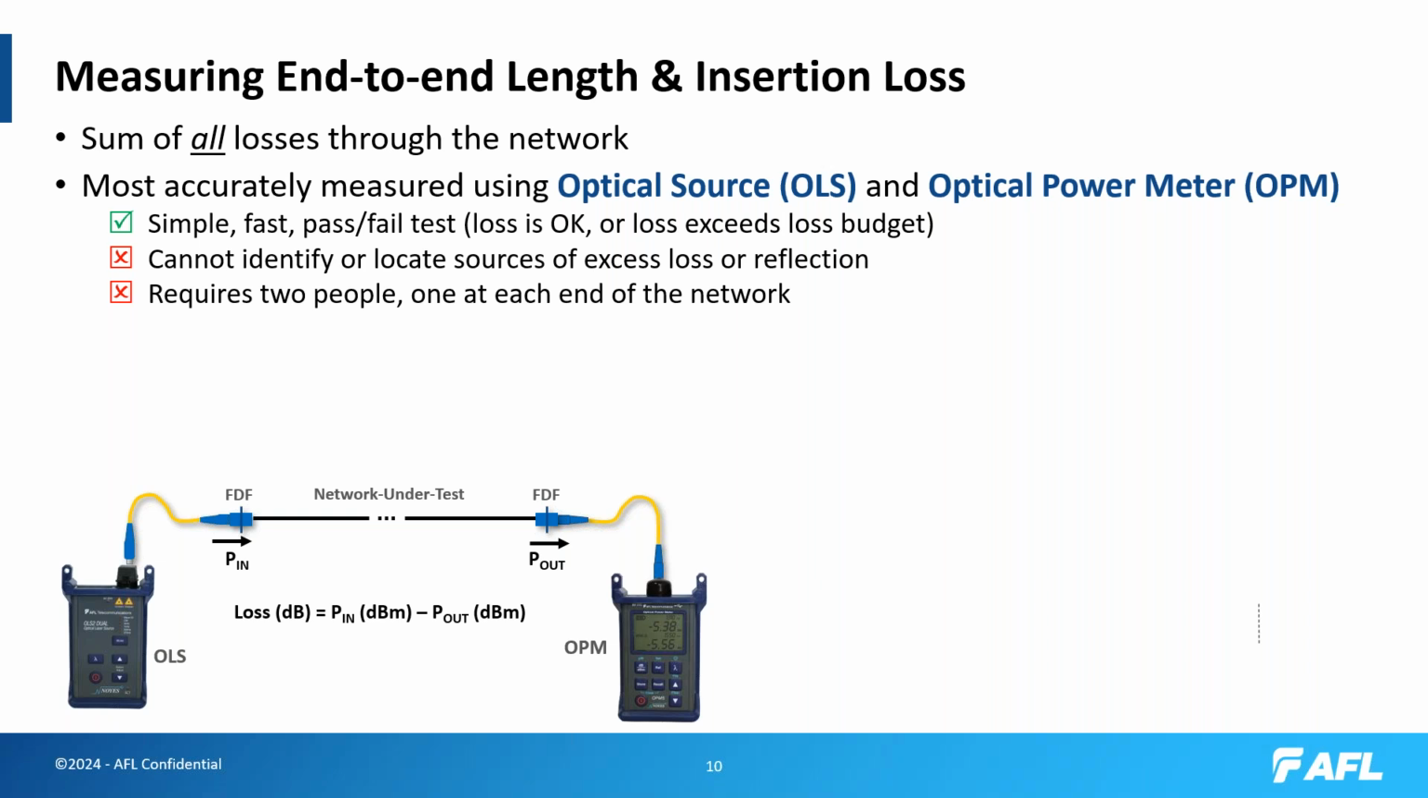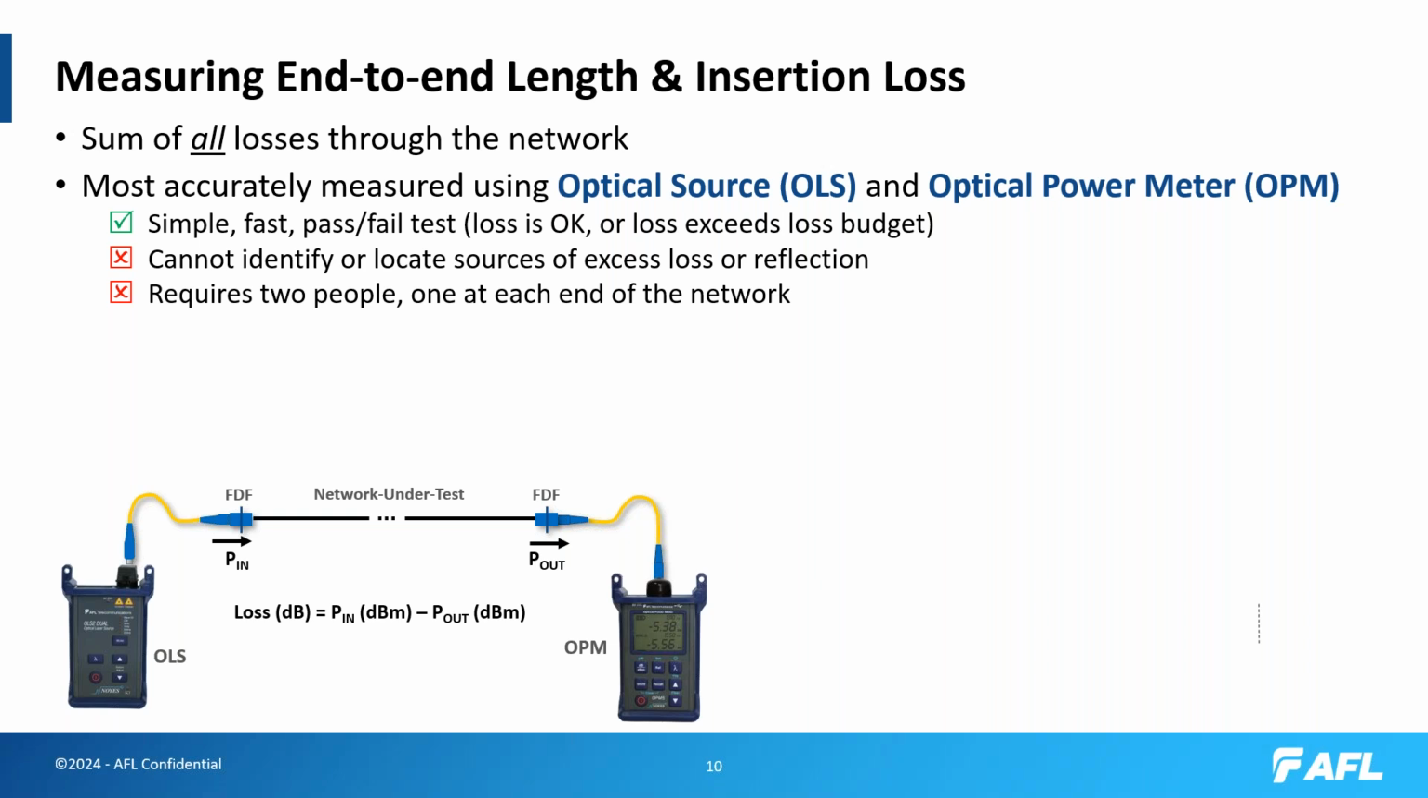An advantage of insertion loss measurement using a light source and a power meter is that it is a very simple, very fast pass-fail test. When I say pass-fail test, you typically have a loss budget that's been calculated prior to installation. If your loss exceeds that loss budget, it would be considered failing. If your loss is less than what you calculated for your budget, it would be passing. If your loss exceeds the loss budget, a drawback of the light source and power meter is it cannot identify or locate the sources of excess loss.